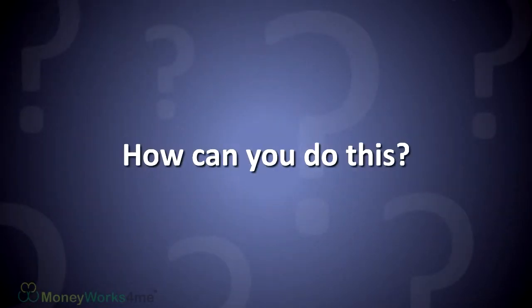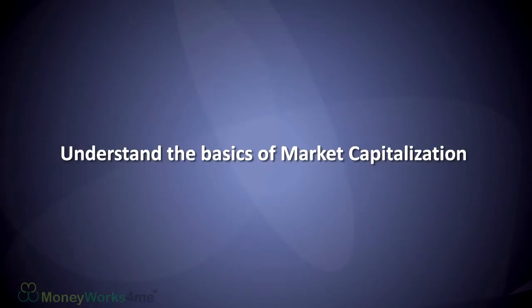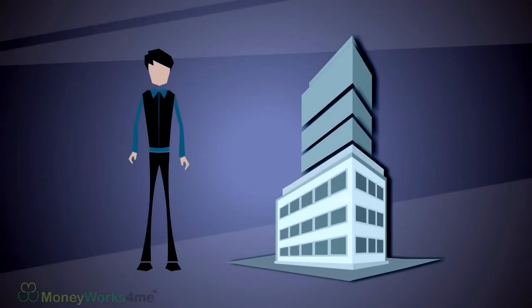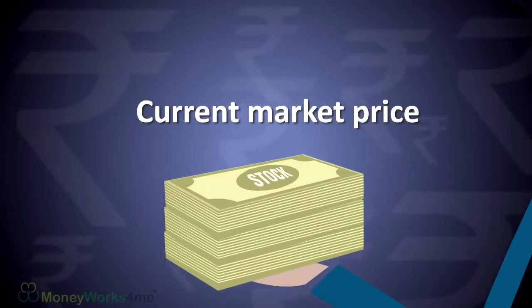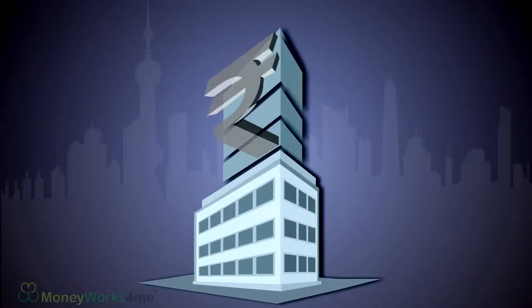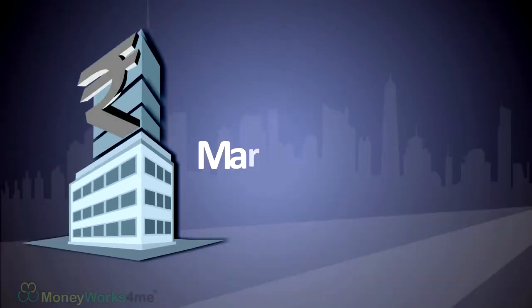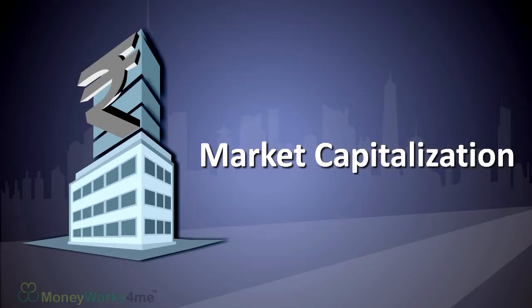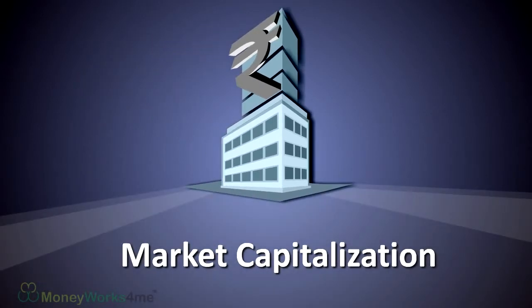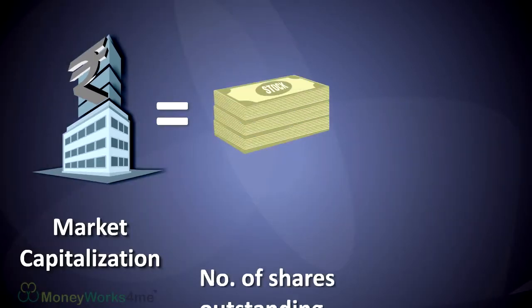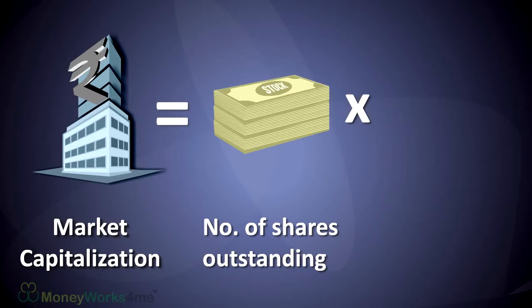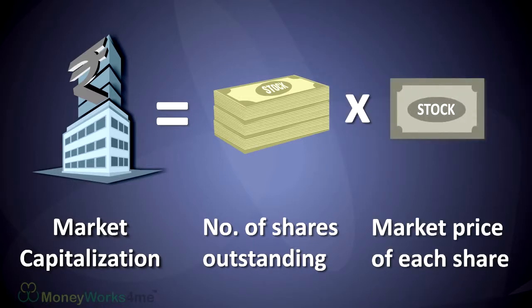Before we get into how you can do this, we must understand the basics of market capitalization. If you wish to buy a company and all its shares were offered to you at the current market price, what the company would cost you would be its market capitalization. So, you will have to pay the market capitalization of the company, which is the product of the company's total number of shares outstanding and the market price of each share.